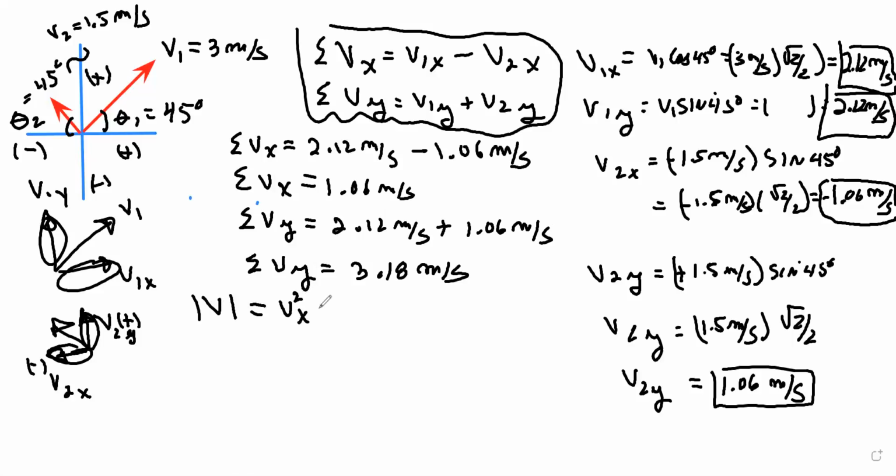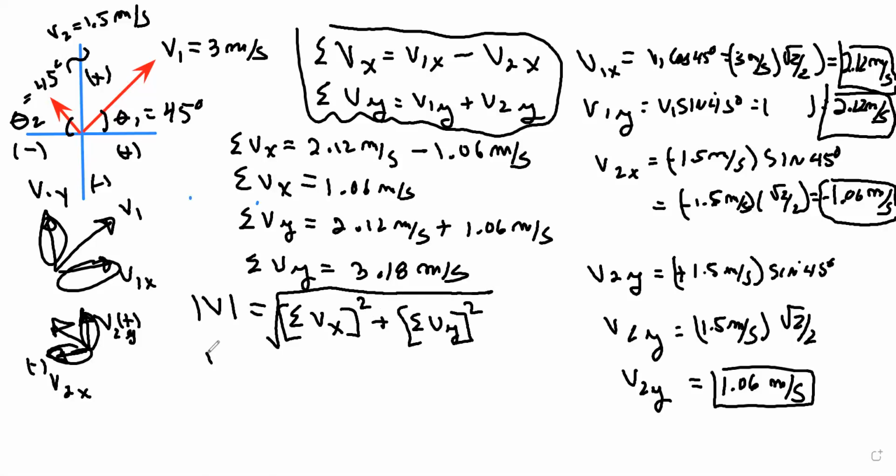And now to get the magnitude of the velocity, the resultant velocity is going to be Vx total squared plus Vy total squared. And we can do it better. We can put it like this. It's going to be the summation of the vectors in the x direction squared plus the summation of the vectors in the y direction squared, and then you got to get the square root of this.